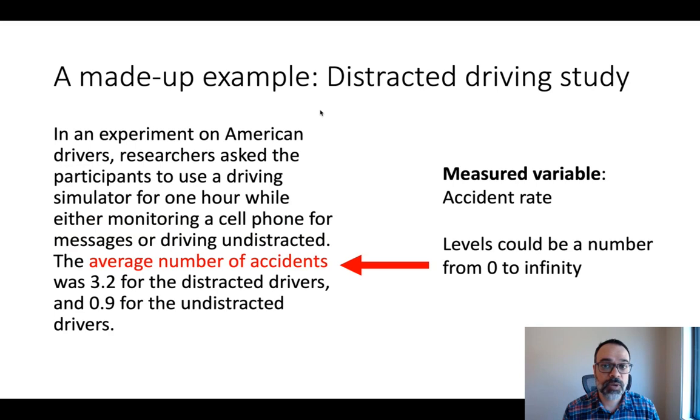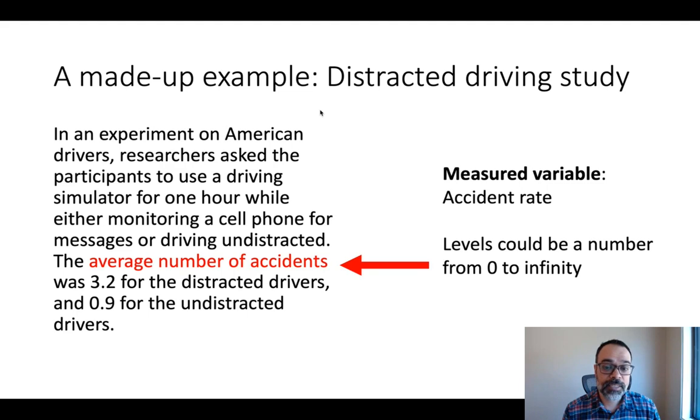Another variable, this one a measured variable, was the accident rate. So the average number of accidents was 3.2 for the distracted drivers, 0.9 for the undistracted drivers. As an aside, I hope this was a very difficult driving simulator, because if you're getting in 3.2 accidents per hour, or frankly even 0.9, that's not very good. So the levels of this measured variable would have been the number of accidents. This would have been recorded for each subject, and so it would have been a number as low as 0 and as high as who knows how high.